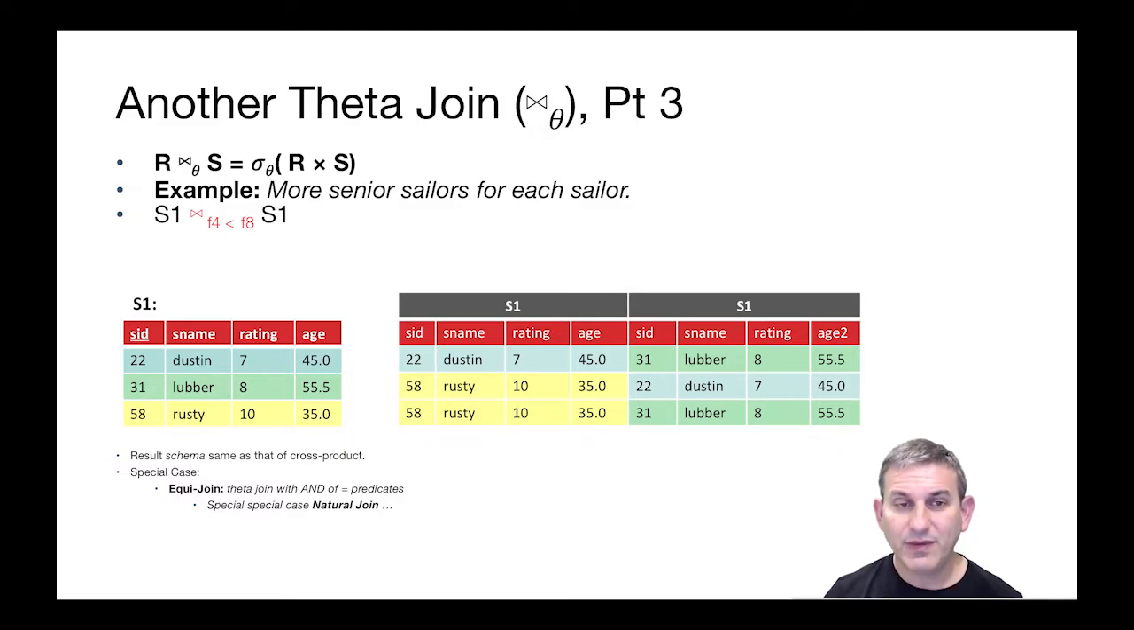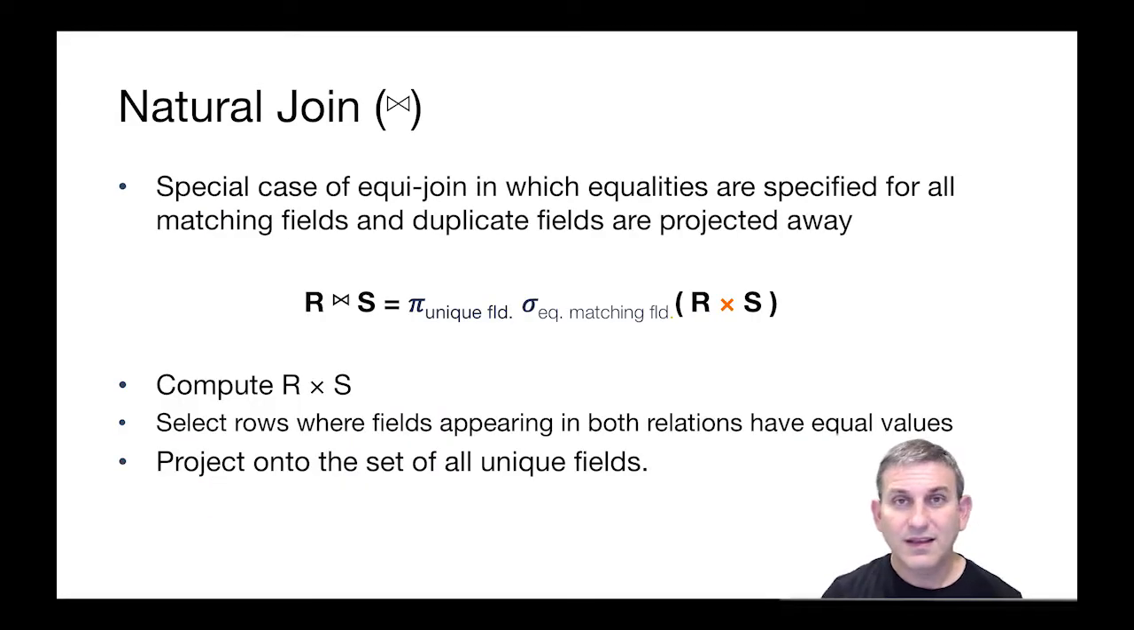So the next thing we might want to look at after we've looked at equijoins is the natural join, which is a special case of the equijoin. So let's do that next. Natural join is a special case of equijoin in which there's an implicit theta, and it says that the equalities are specified for all matching fields as a conjunction of equalities. Also, at the end of the join, we project away any duplicate fields and keep only one copy of each distinct column. So to reiterate, we're going to compute the cross product, R cross S in this example. We're going to select the rows where fields appearing in both relations have equal values, and then we're going to project onto the set of all unique fields.